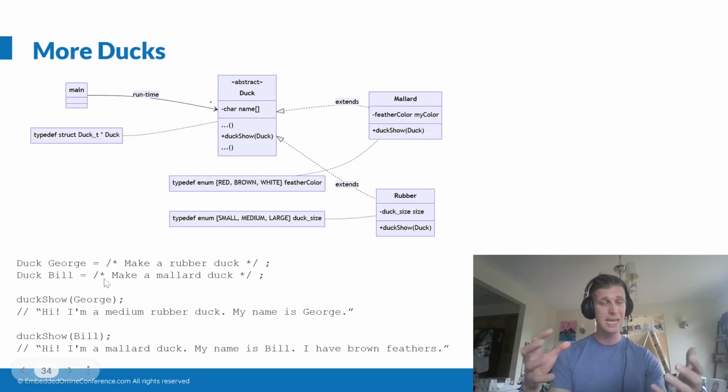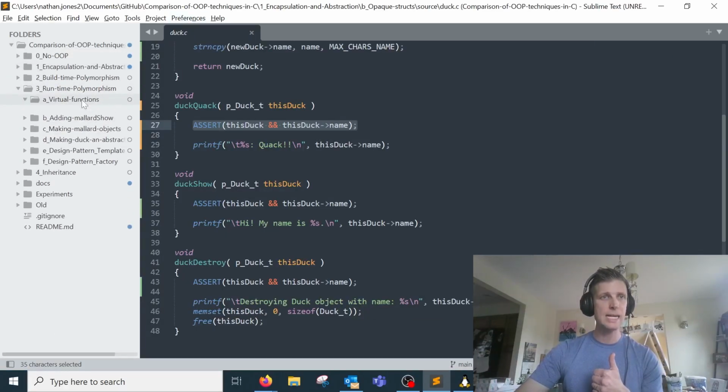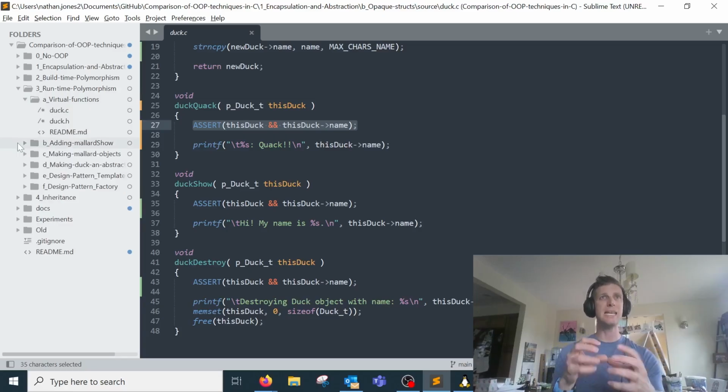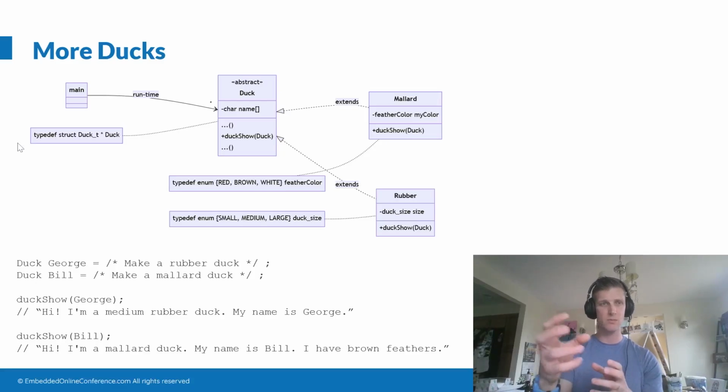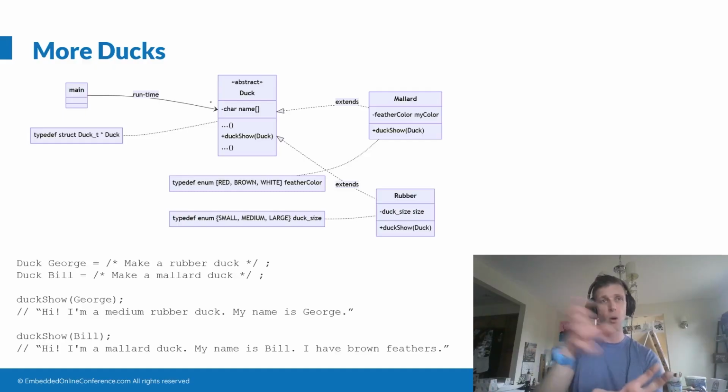And I want this to be in the same source file, right? So I can't necessarily use my two techniques from previously. In order to do that, what I know is that I need each of these objects, these classes, in this case George and Bill, which are objects of type mallard or type rubber, to hold a reference to the specific function that is meant to be called on them. So I need a function pointer that's part of the structure that I'm using to store information about my duck.